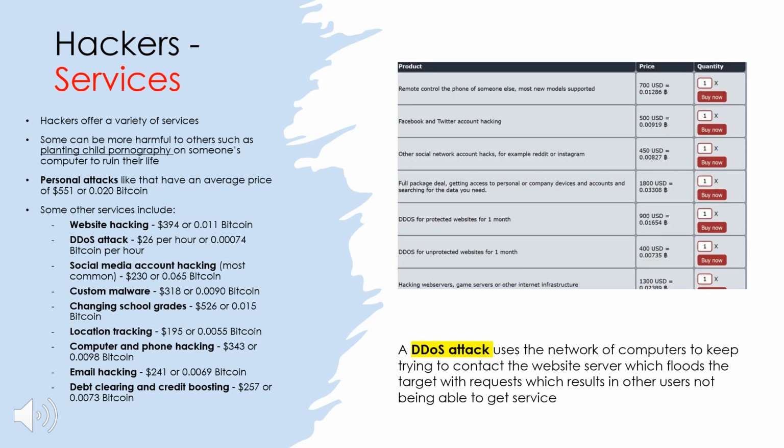Okay, hackers on the dark web usually offer a variety of services. They're all pretty harmful and obviously illegal, but some are more harmful than others, such as ruining someone's life by planting child pornography on their computer, which can really ruin someone's life. Personal attacks like that can have an average price of $551, and then you have the Bitcoin amount, which makes more sense since it's the dark web.